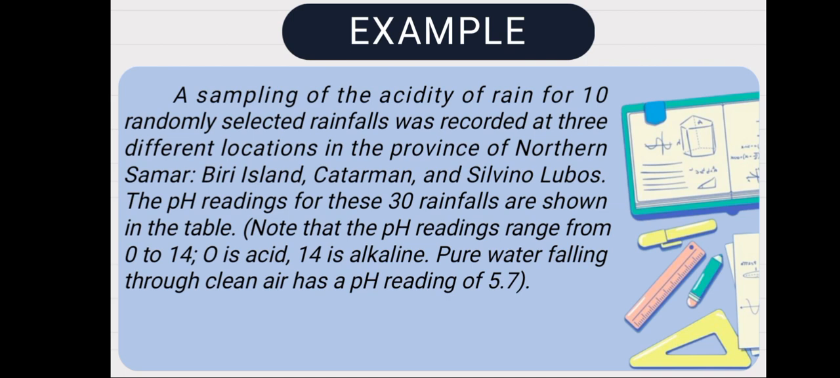So, example, a sampling of the acidity of rain for 10 randomly selected rainfalls was recorded at three different locations in the province of Northern Samar: Bear Island, Caterman, and Silvino Lobos. The pH reading for these 30 rainfalls are shown in the table. Note that the pH readings range from 0 to 14. 0 is acid and 14 is alkaline. Pure water flowing through clean air has a pH reading of 5.7.